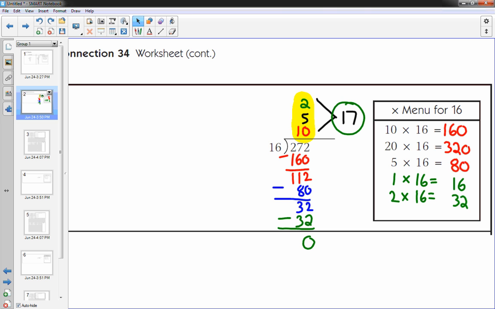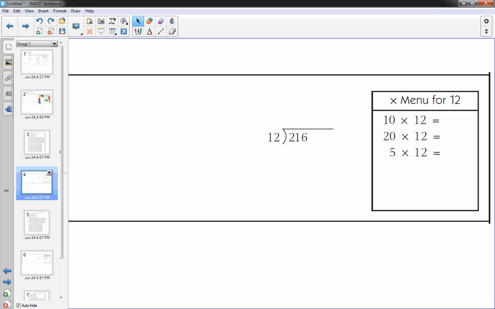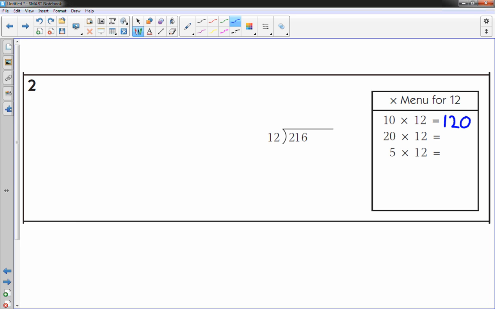Let's do another one. 216 divided by 12. So I'm going to use my multiplication menu on the right. 10 times 12 is 120. 20 times 12 is just double that. And 5 times 12 is half of the first little problem there, so that would be 60. Can I use those? 240 is too big. 120 will work. So let's start with 10. 10 times 12 is 120.